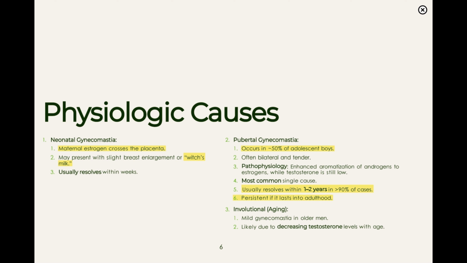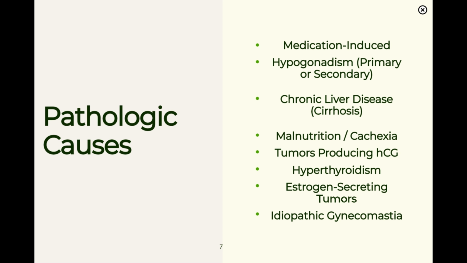The involutional cause is mild gynecomastia in older men and is likely due to a change in the androgen to estrogen ratio, or a decrease, obviously, in testosterone levels with age. And this would be the cause of that imbalance between estrogen and androgens, leading to gynecomastia. So the pathologic causes, we will look at them shortly as well.